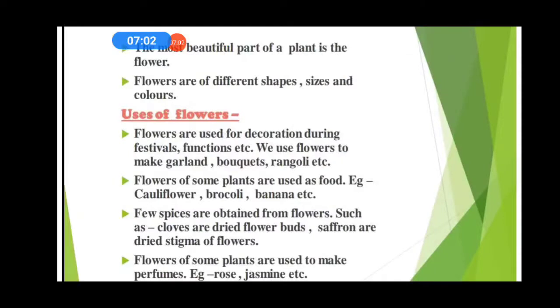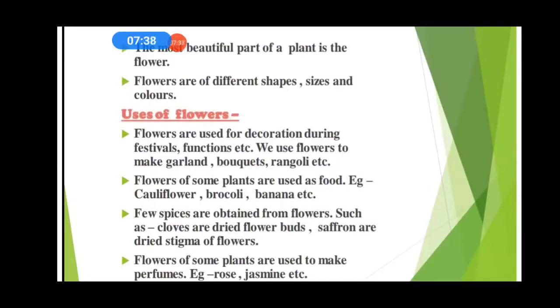Now move to flower. Flower is the most beautiful part of a plant. Flowers are of different shapes, sizes and colors. Now uses of flowers. Flowers are used for decoration during festivals, functions, marriage party, birthday party, etc. We use flowers to make garland, bouquet, rangoli, etc. Flowers of some plants are used as food, like cauliflower, broccoli, banana. They are flower but they are used as vegetables.